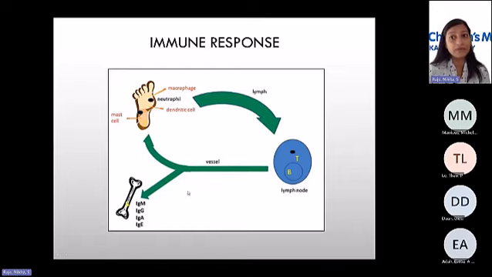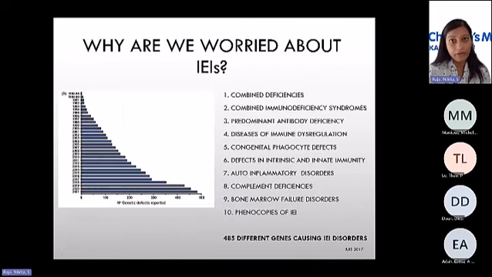And then the B cells make antibodies. And so they go to the bone marrow. The plasma cells will make IgM first and then switch to G, A, or E, depending on the type of infection. So that's the basics of how the immune system works. And so let's see, why are we worried about these inborn errors of immunity, right?